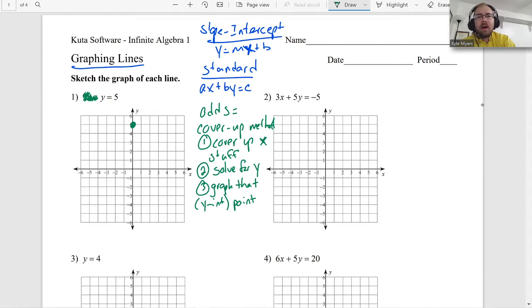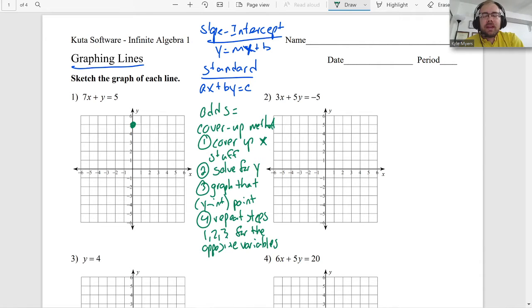And then we just do the same exact thing for the other one, right? So let's erase what we did here. Then we repeat steps 1, 2, and 3 for the opposite variables. So really it's like 6 steps altogether. Oh, and then a 7th step, because you have to actually graph the line, because that's what they want.